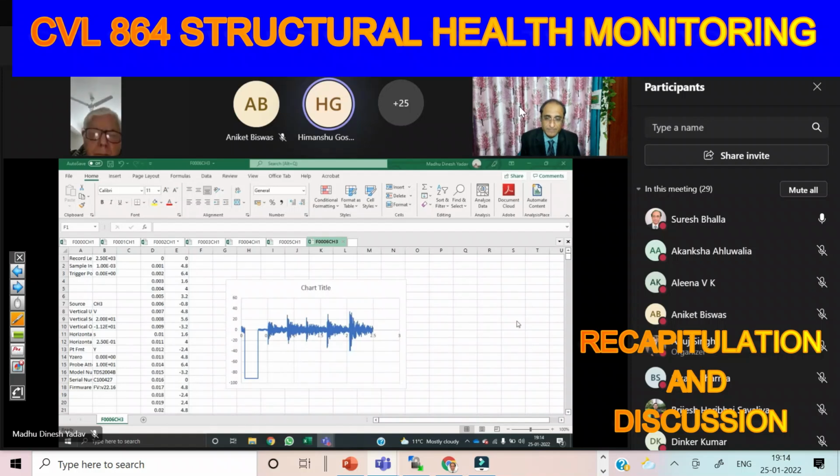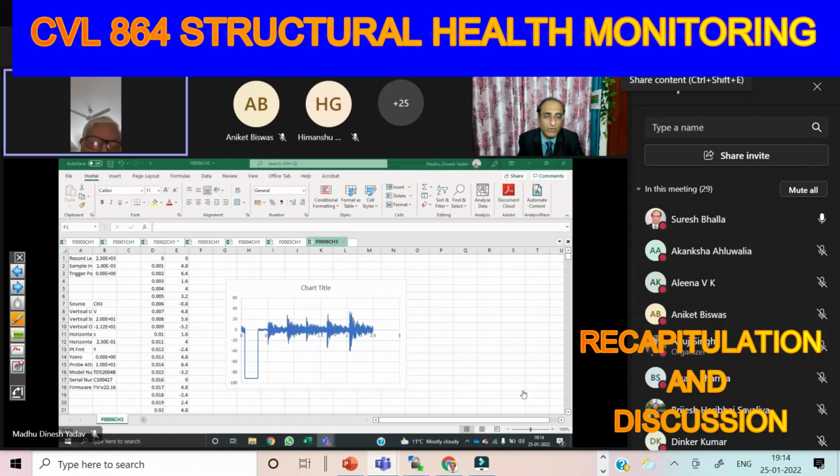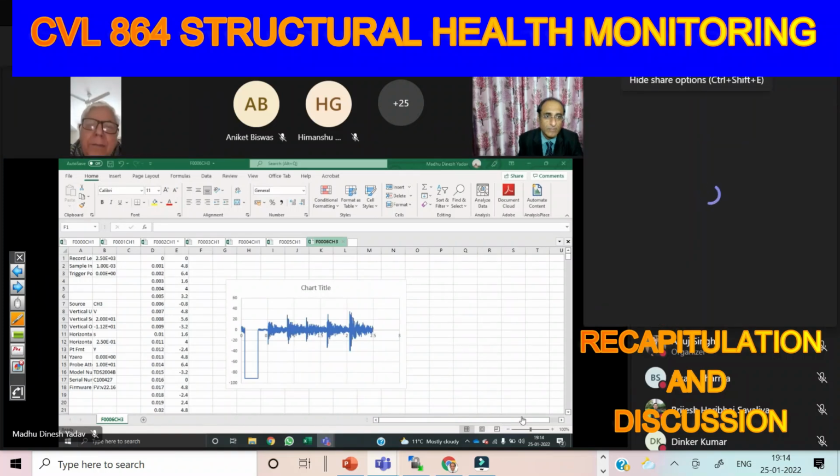Friends, there are so many types of instruments in the lab: oscilloscope, accelerometer, multimeter, and LCR. You should try to know about the principles and then their usage. That will also help you.